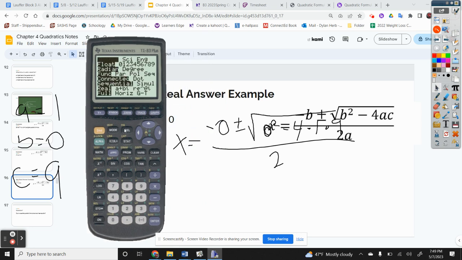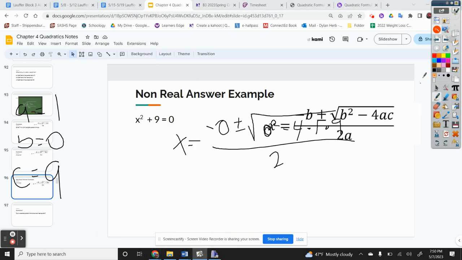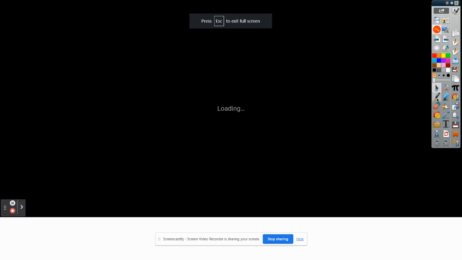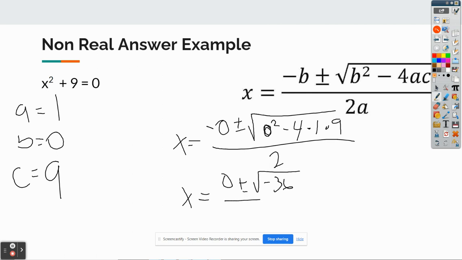Why is this not working? There we go. 0 squared minus 4 times 1 times 9, which is -36. Okay, so we get -36. Fine and dandy. So we go back to our work. We write the next step. X equals 0 plus or minus the square root of -36 all over 2.